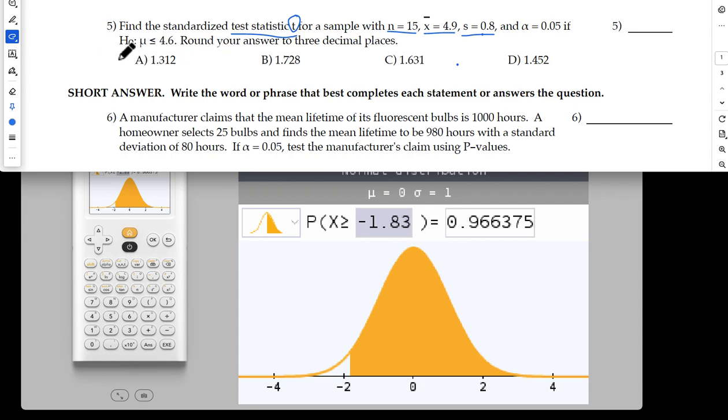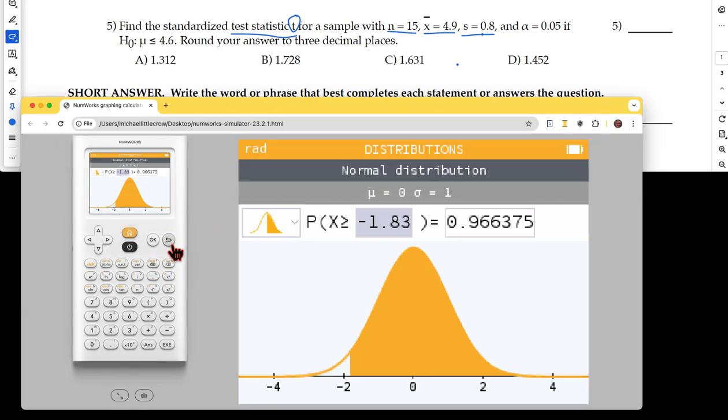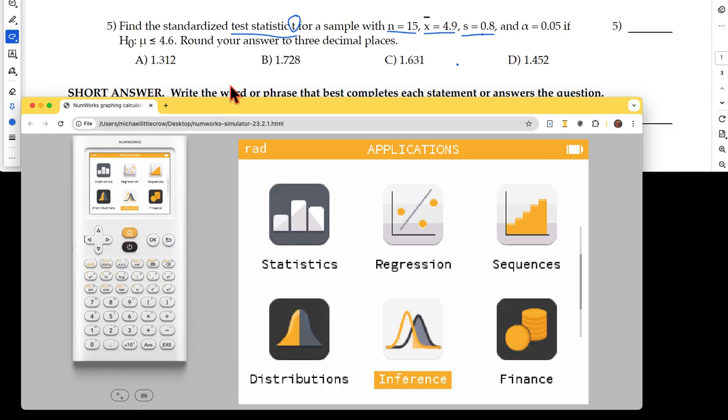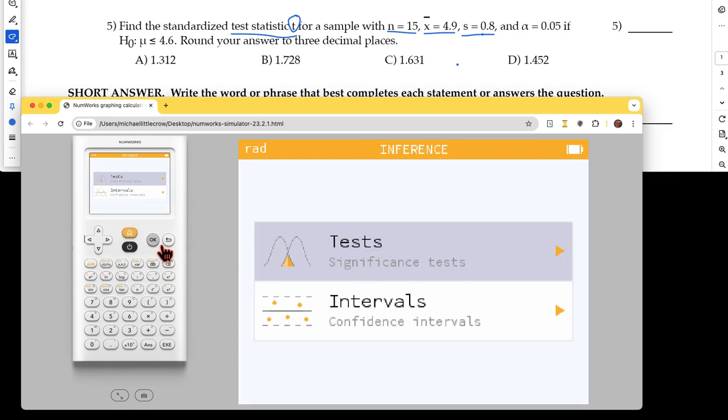And we're given that the null hypothesis is less than or equal to. So let's look at how we need to set this up, because we could very easily get it backwards. So we come here, we're going to back it up. We're going to go back to inference. We're going to set up a hypothesis test.